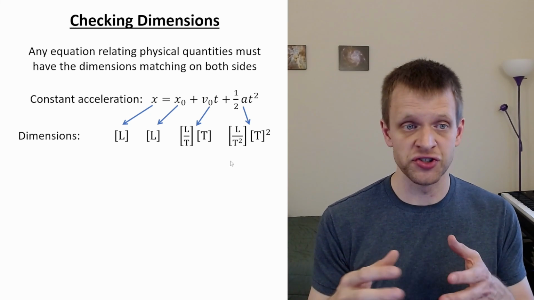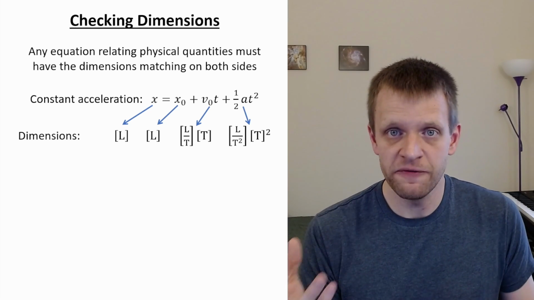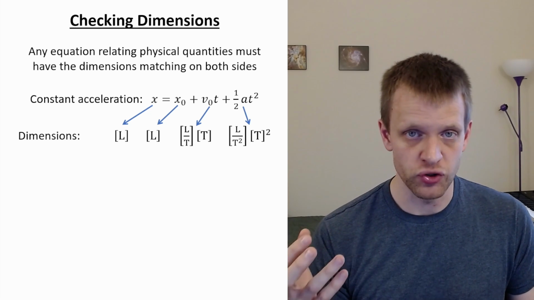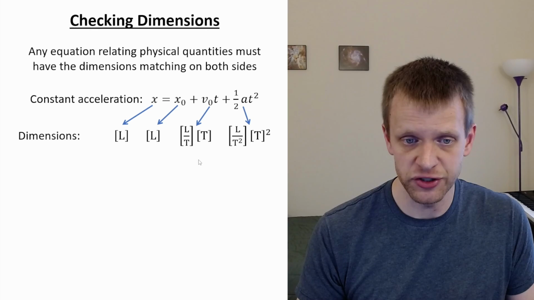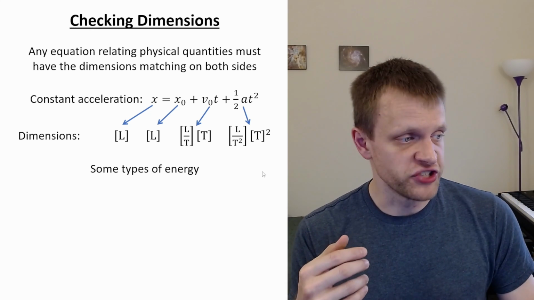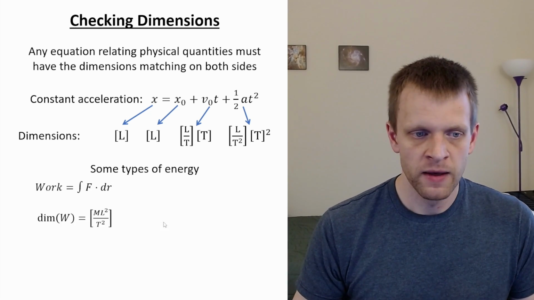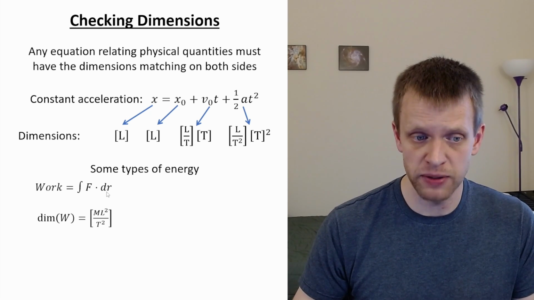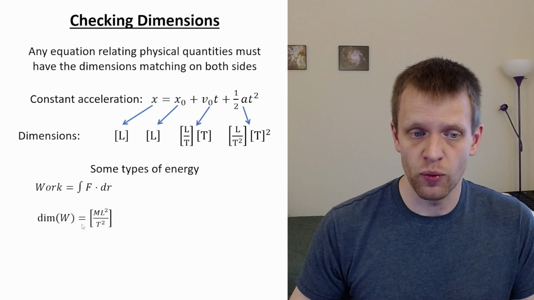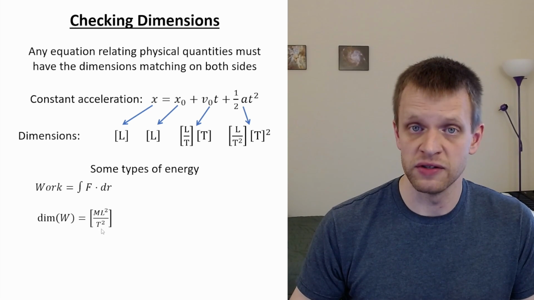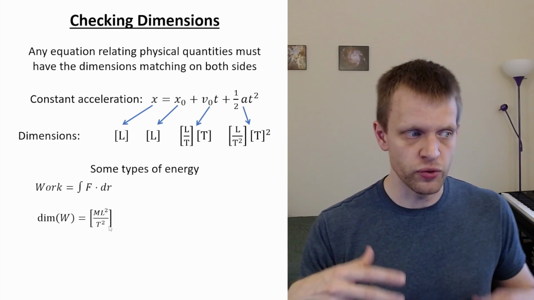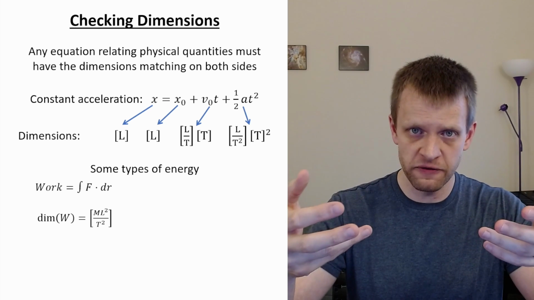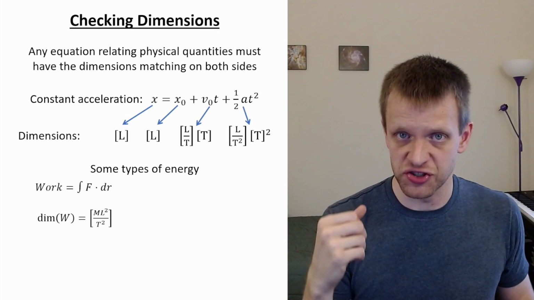So this is an example of how any physical equation, if I'm relating different physical quantities, the units, the dimensions of those quantities must match up on either side of the equation. Let's look at some other examples. So different types of energy. Well, we talked about work, how work is the integral of force over displacement. And so the dimensions of that work are a mass times a length squared divided by a time squared. And you can think of work as the amount of energy that's either being added to a system, if it's positive, or the amount of energy that's being removed from a system, if it's negative.